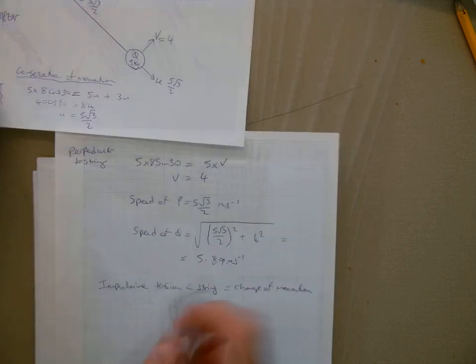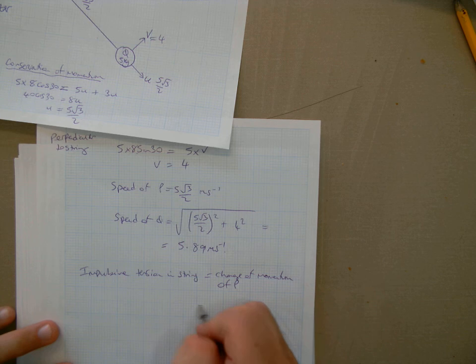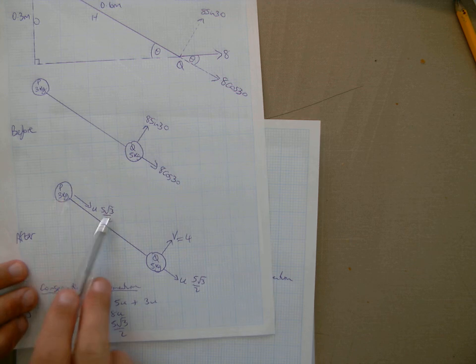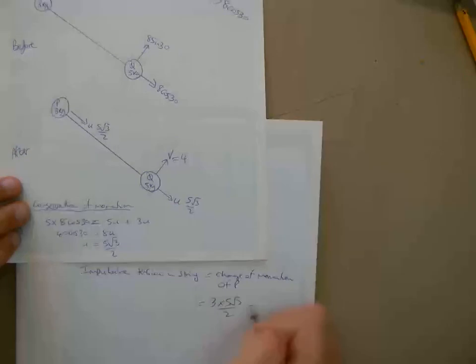So remember, impulsive tension is change of momentum. If we focus on P, you can focus on Q if you want, but P will be a lot easier. The momentum afterwards will be the mass times the velocity, so 3 times 5 root 3 over 2, take away 3 times 0. So our answer will be 15 root 3 over 2 newton seconds. Okay, and we're done.